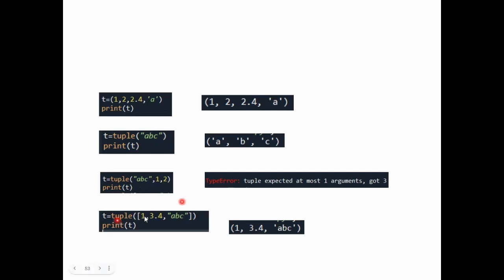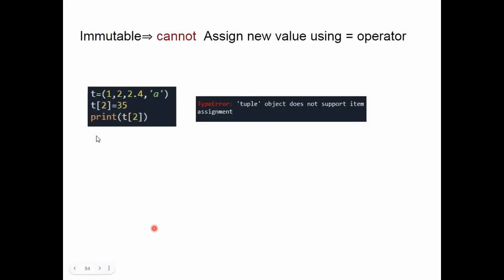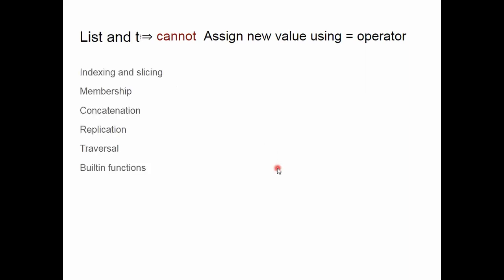Now if you want to pass more than one value as elements of your tuple, we have to enclose them in square brackets, that is, we have to pass a list. Immutable means we cannot change the values of the tuple by using an assignment expression. This is at index number 0, this is index number 1, this is index number 2. I want to change this value, so I write P of 2 using indexing. If you use P of 2 equal to 35, it is going to generate an error message.